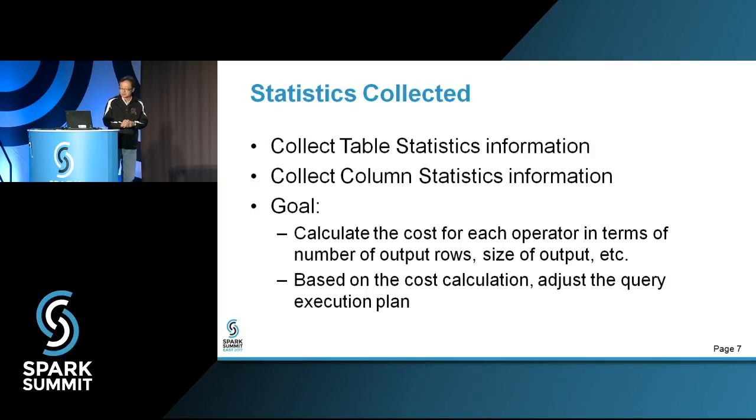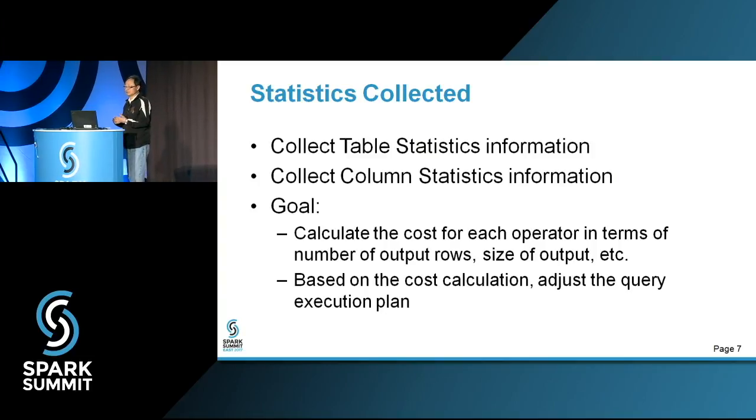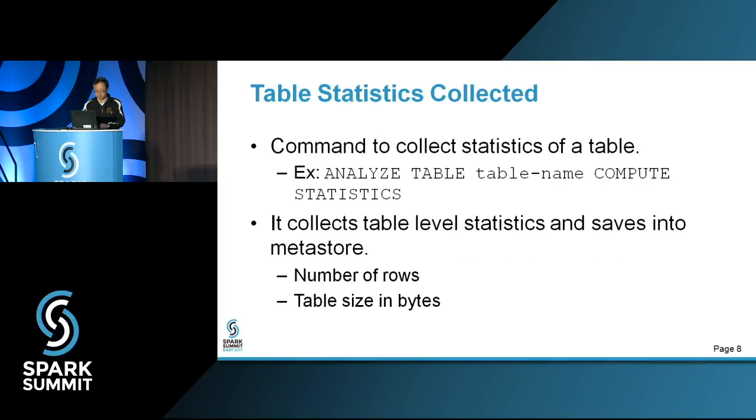Now I'm going to talk about what kind of statistics we collect. There are two levels. One is table level statistics. One is column level statistics. Basically, we calculate the cost of each execution operator in terms of the number of rows generated by each operator, and also the size of output in terms of bytes for each operator. Then based on some cost calculation, we try to adjust the query execution plan, and we try to pick the query plan with the lowest cost.